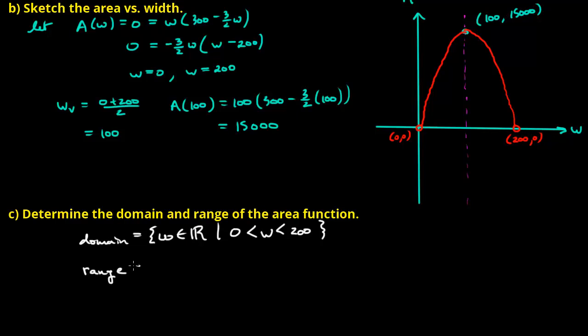So for my range of values, I have that my area is an element of the real numbers, or we have the set of all a in the real numbers, such that a has to be strictly greater than 0, and a has to be less than or equal to this maximum value, which is 15,000. So we have our domain and we have our range, and that concludes this lesson, and we'll see you in the next video.